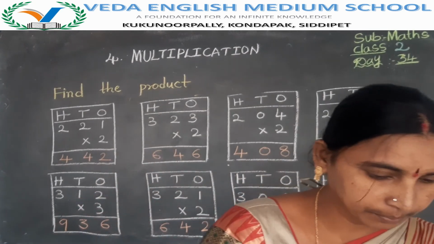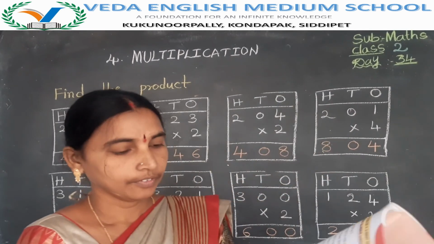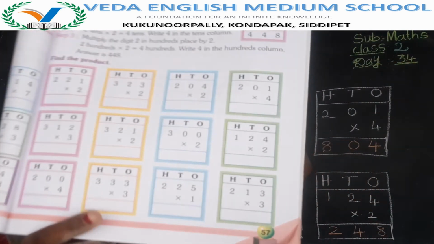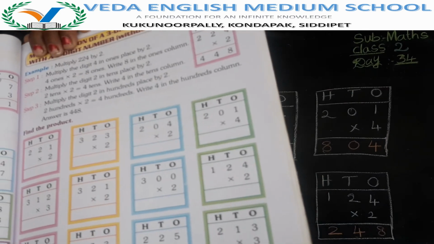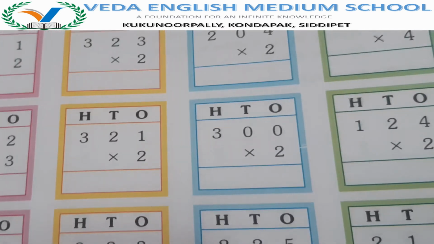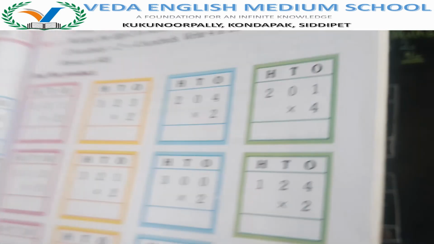The page number 57, 4 more problems. I explained 8 problems, and there are more problems here. That is your homework.